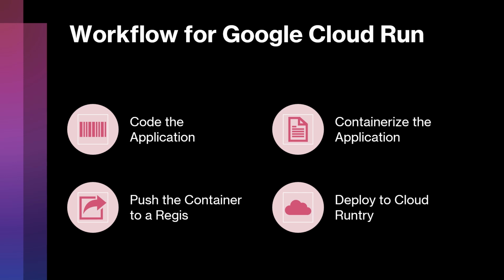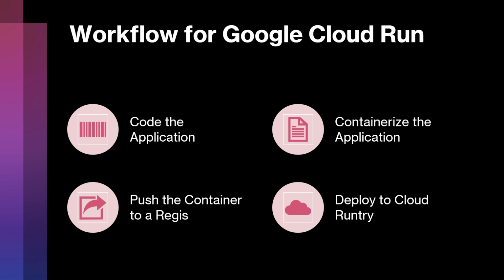3. Push the container to a registry. Once the Docker image is ready and tested, it needs to be uploaded to a container registry. Google Cloud offers two options. A. Artifact Registry, for more fine-grained control and multi-regional storage. B. Container Registry, a straightforward option for Docker images. Use commands like docker push to upload the image to your chosen registry.